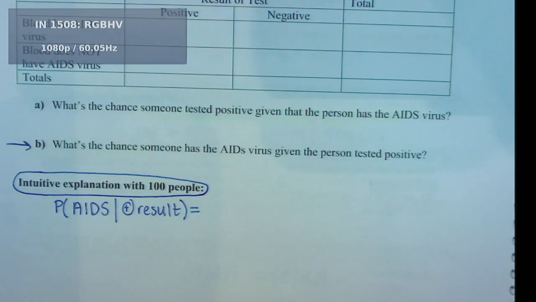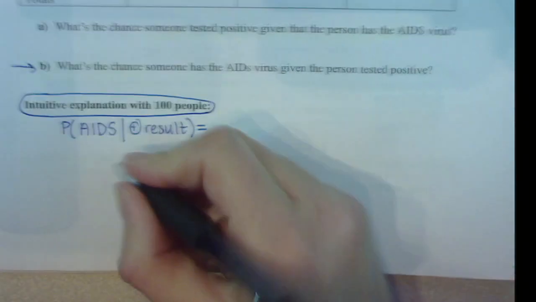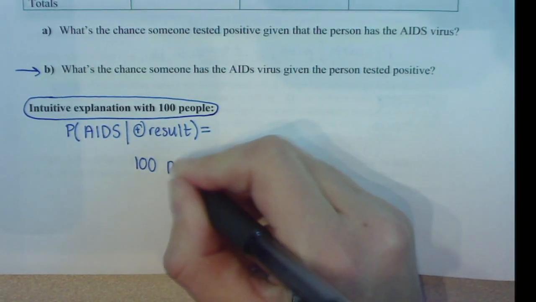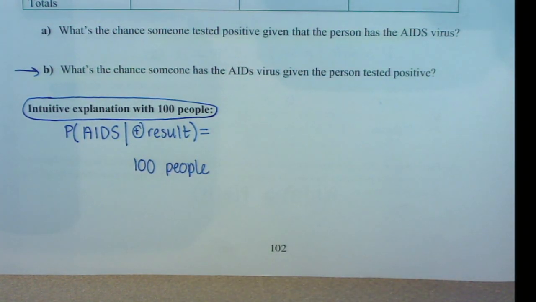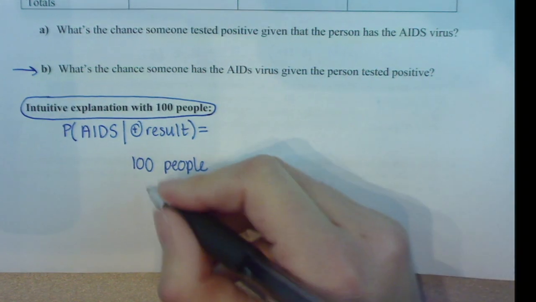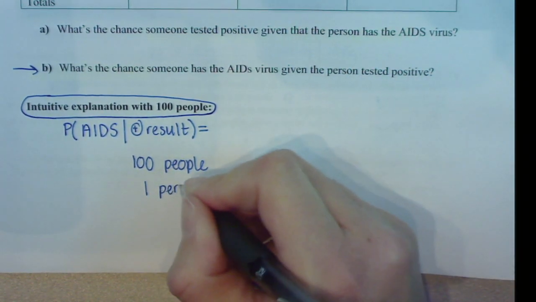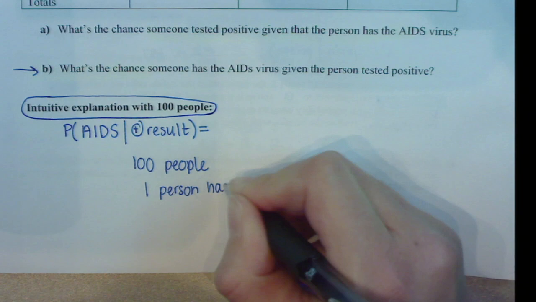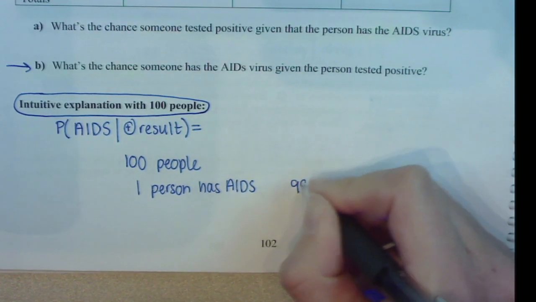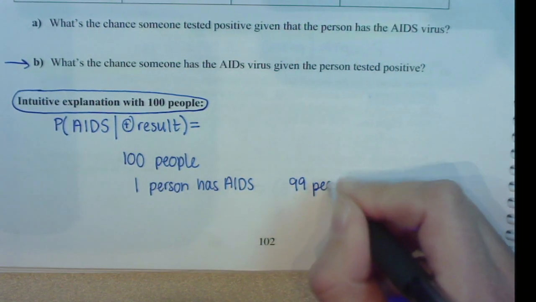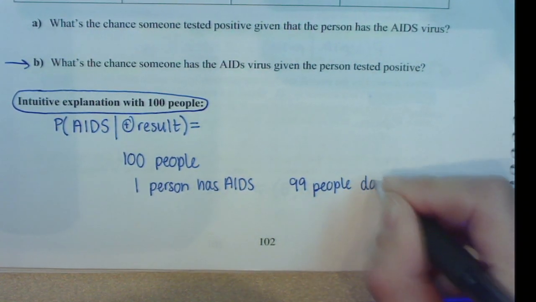Let's see. So we said we're going to look at 100 people. So let's write down what we know. We know there's 100 people, and the question said that 1% of people actually have AIDS. So 1% of 100 is easy to work with, right? 1% of 100 is just 1. So that means 1 person has AIDS, and then 99 people do not.